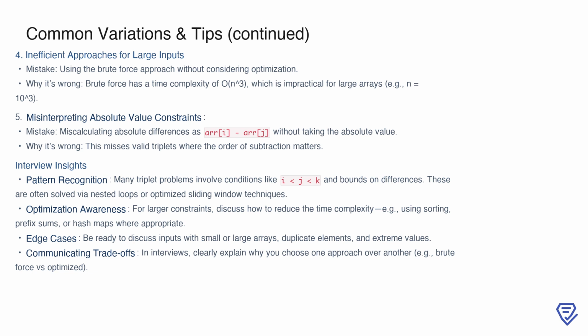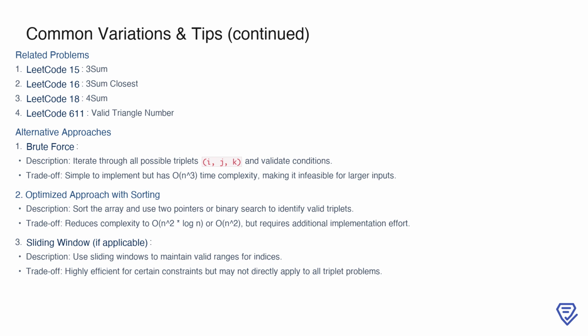Now let's explore related problems and alternative approaches to solving triplet-based questions. For additional practice, problems like LeetCode 15, 3-Sum, LeetCode 16, 3-Sum Closest, LeetCode 18, 4-Sum, and LeetCode 611, Valid Triangle Number, all involve similar concepts and constraints. Tackling these will deepen your understanding of how to approach variations of this problem.